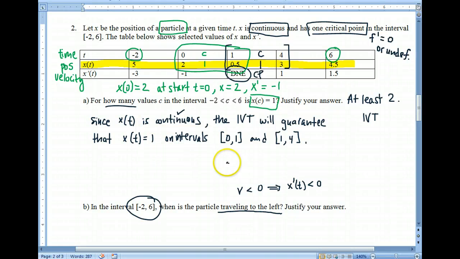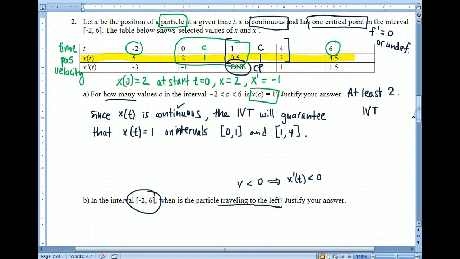Okay, so when is it traveling to the left? So do you think just saying that at x equals -2 and at 0, do you think that's going to be good enough? No. Why not? They want an interval. Right. So this is just 2 places, but for all values, where is this going to happen? Wouldn't it be from when t is less than 1?